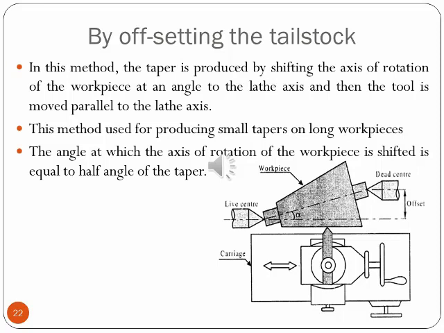Since the amount of offset is limited by the size of the tailstock, this method is more suitable for jobs having less taper. And as the carriage is moved to cut the taper, it will be possible to produce taper on long workpieces. Thus, this method is best suited for long workpieces having less taper, and only external tapers can be produced by this method.